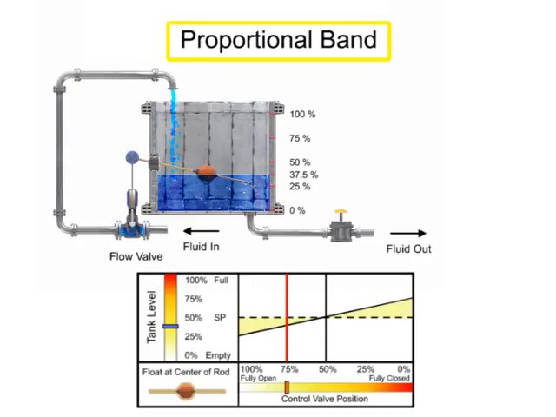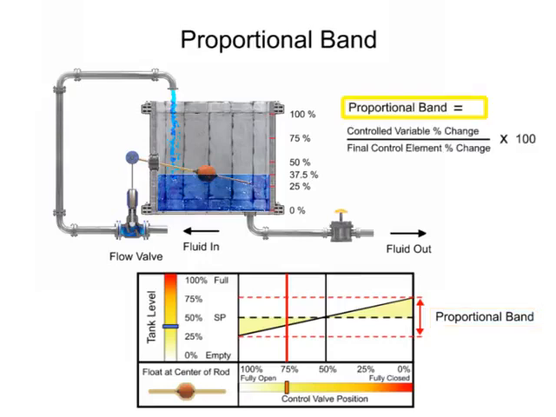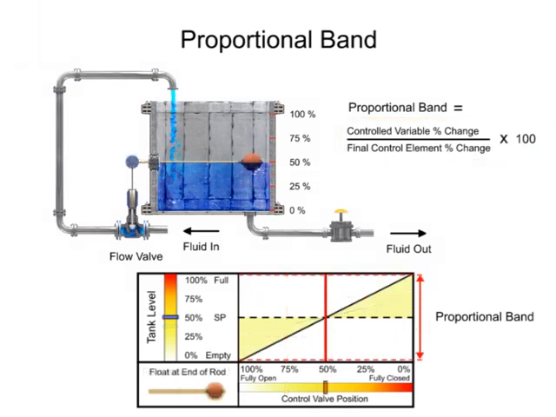Proportional band is defined as the percentage of change in the controlled variable which causes the final control element to go through 100% of operating range. Proportional band is calculated by dividing the controlled variable percent change by the final control element percent change multiplied by 100. The width of proportional band determines how much of a controlled variable change is required to cause the final control element to move by a determined amount.